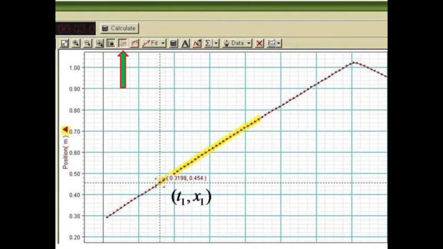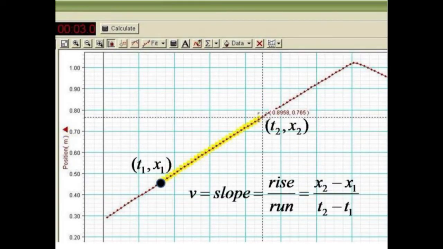Using the XY tool, you can identify the X and Y values of any point on your graphs. Here we use it to find the beginning time and position of our cart. Please note the ordered pair shows time first and position second. We then determine the ending time and position by moving the XY tool.